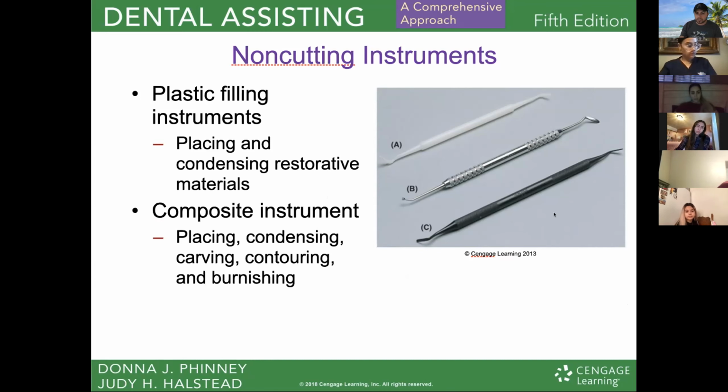Composite instruments are used for placing, condensing, carving, contouring and burnishing composite materials. This end of this composite instrument is called the ball or ball burnisher, and that's used to shape and smooth composites. Usually these composites are in a type of putty material where it's manipulatable until you cure it with a blue UV light until it becomes hard like plastic. Here's another type of plastic instrument here.